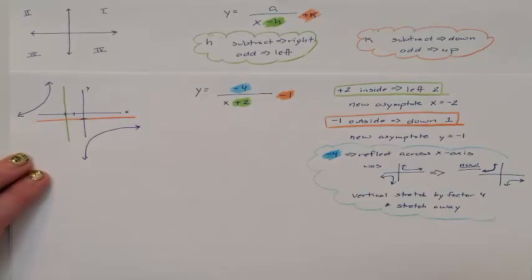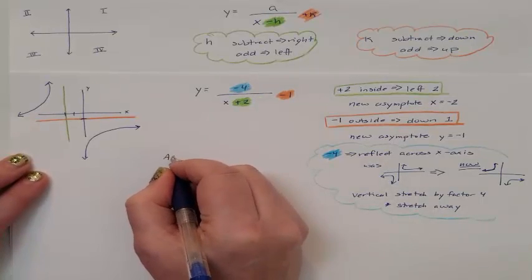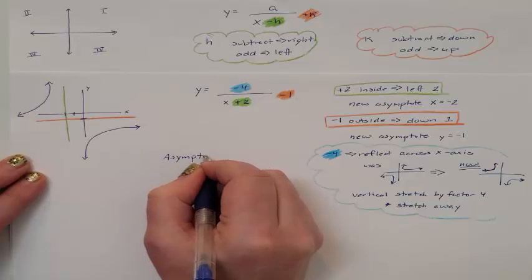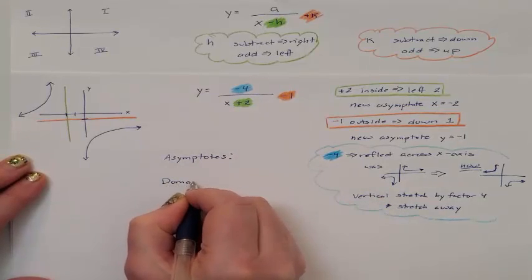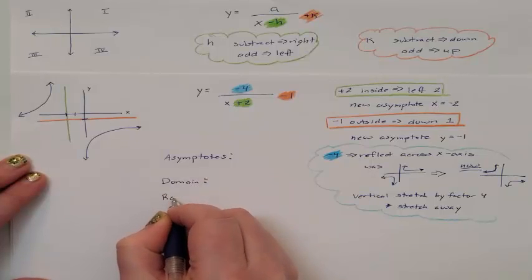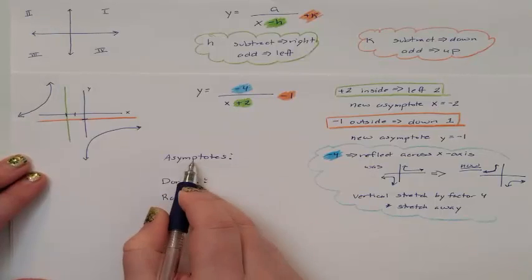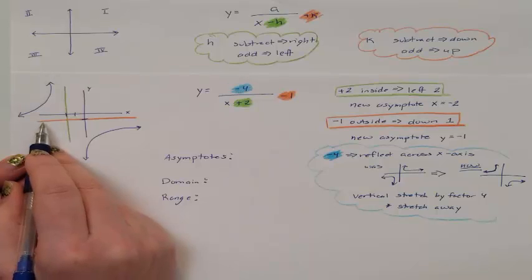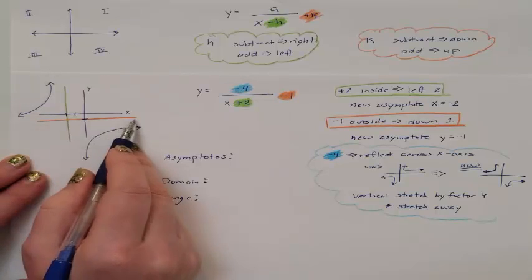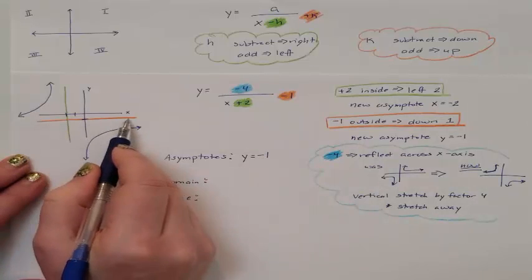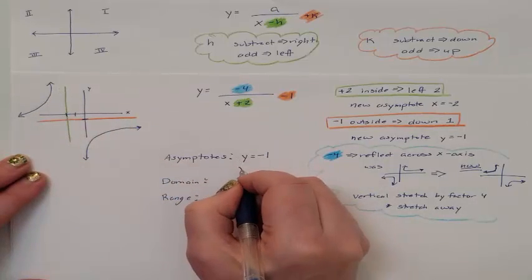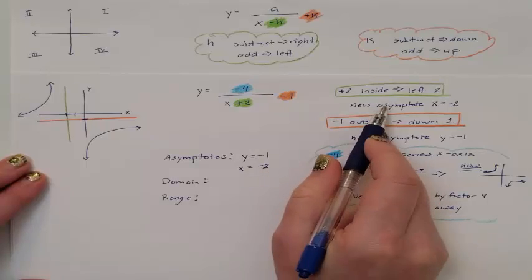The last bit that we need to do is that we need to identify clearly what are our asymptotes, what is our domain, and what is our range. Our asymptotes, we have the green and the orange asymptotes. So this orange asymptote is where y equals -1. That's the do not cross line. And this green asymptote is the x equals -2, which we identified over here.